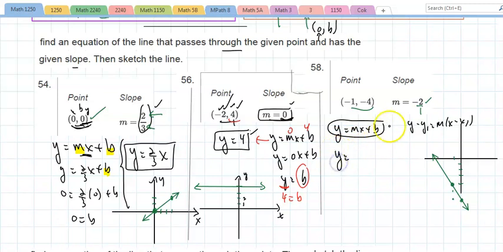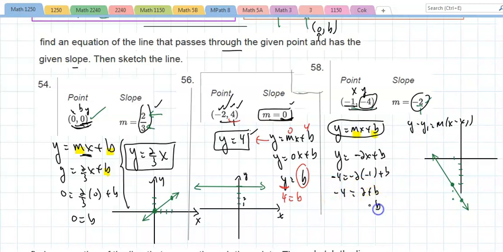So this is saying y equal m, which is negative 2, x plus b. I still need to find b. That's where the point comes in. That's an x and that's a y. So y equal negative 4, when x equal negative 1, negative 4 equal 2 plus b, subtract 2 from both sides, b equal negative 6. So the equation for this line is really y equal negative 2x minus 6. There it is.